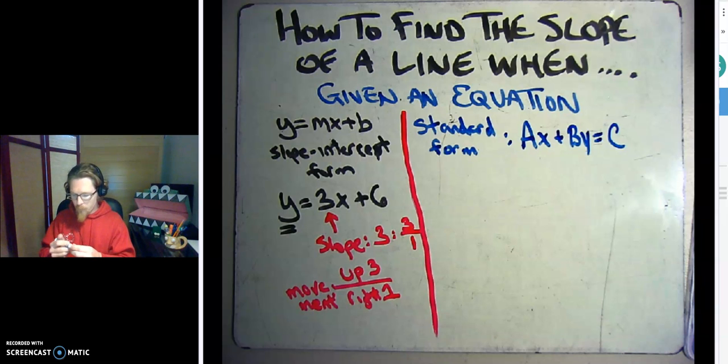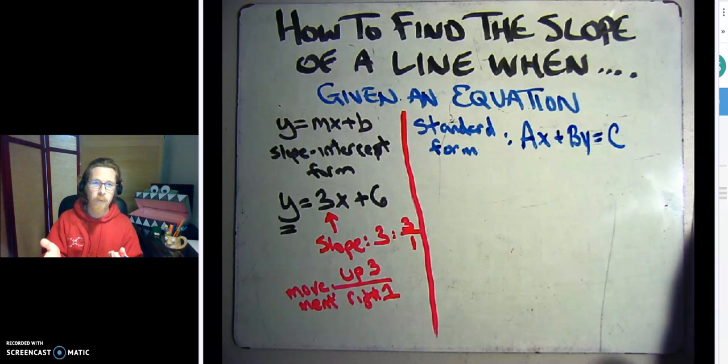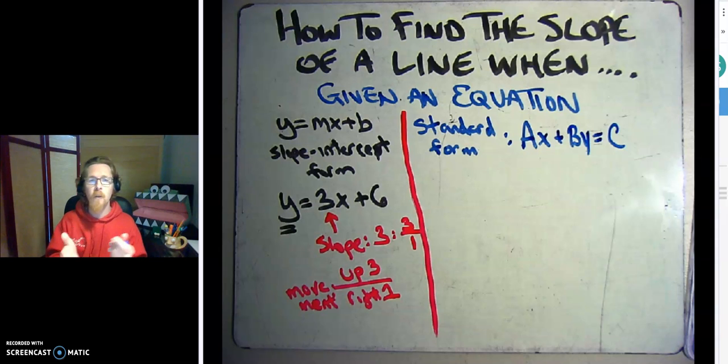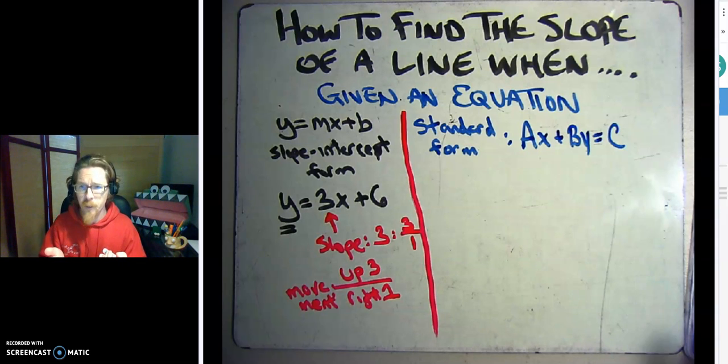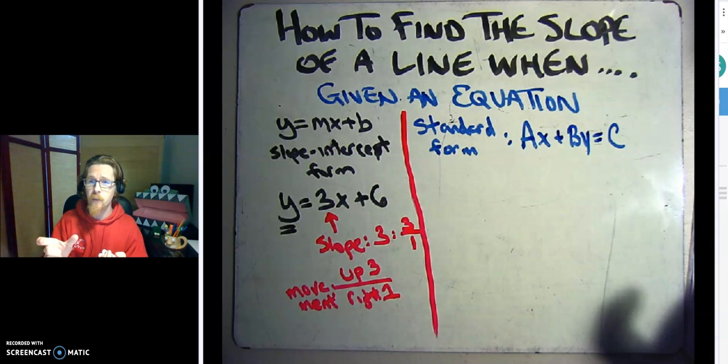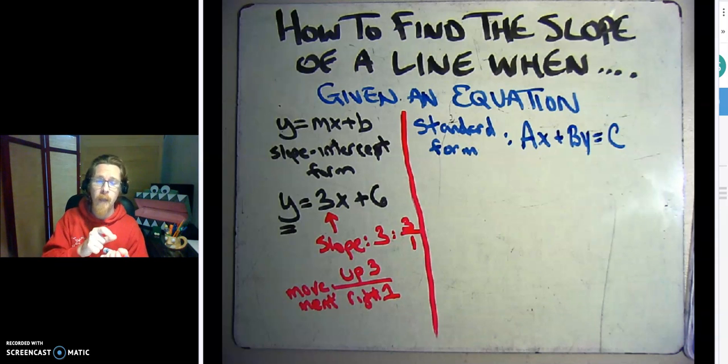Standard form has some great purposes. It helps us easily identify intercepts because we can plug in 0 for x and 0 for y and solve for the other. But finding the slope becomes a little trickier. We need to do some manipulation. We need to actually get that y by itself.